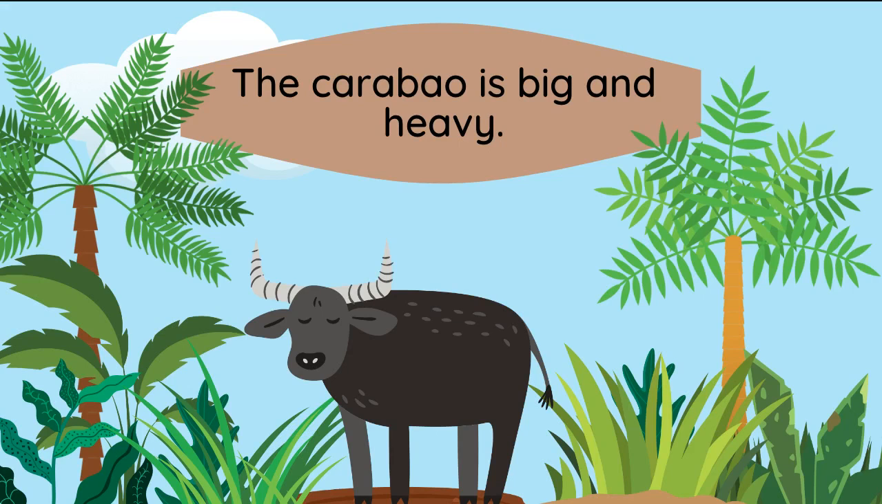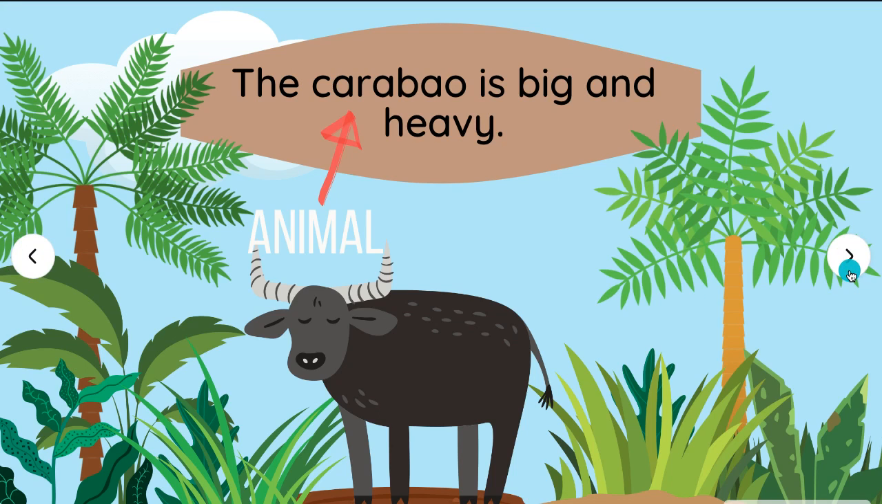Here's another example. This time, I'm going to read this sentence out loud, and I want you to try to figure out what the noun in this sentence is. The carabao is big and heavy. Remember, a noun names a person, place, thing, or animal. So the noun in this sentence is carabao, which is an animal.